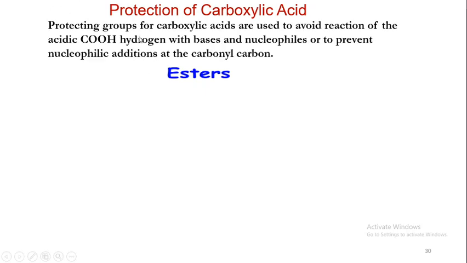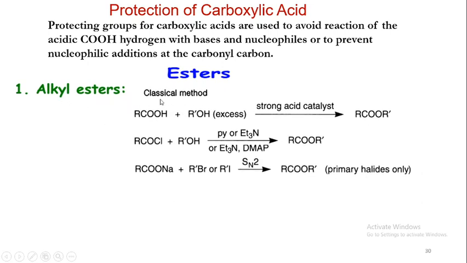Protecting groups for carboxylic acids are used to avoid the reaction of the acidic COOH hydrogen with bases and nucleophiles, or to prevent nucleophilic additions at the carbonyl carbon. Therefore, the carboxylic acid can be converted into an ester to stop the reactivity of this acidic hydrogen. The first method for the protection of carboxylic acids is the alkyl ester. That means the carboxylic acid is converted into an alkyl ester.